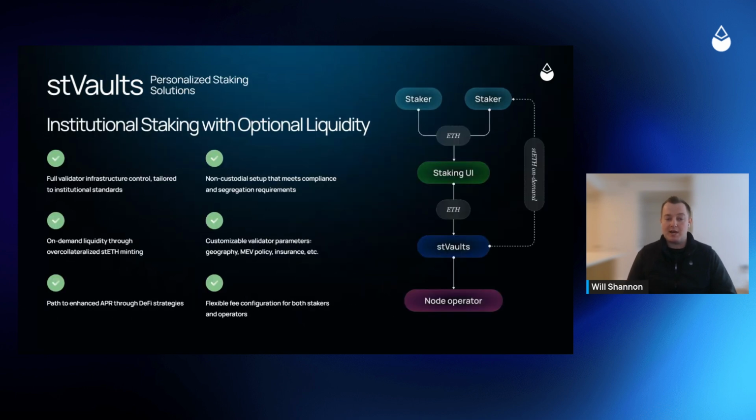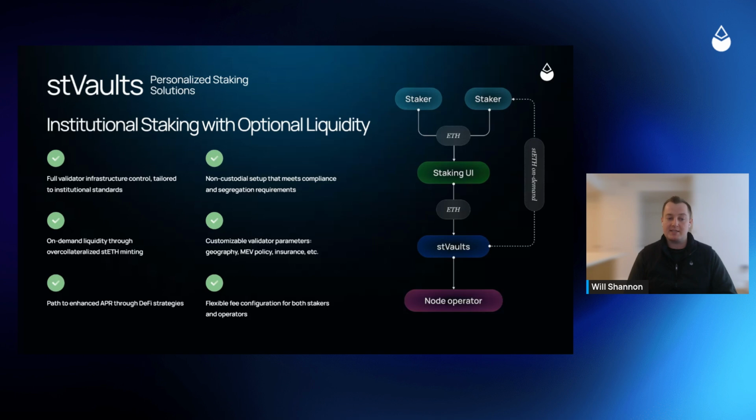stVaults are really also custom built for institutions. So not only do you have full control over the way validator infrastructure is deployed, right? Things like infrastructure, where it's located, the clients you're using, whether you're using MEV, but these non-custodial setups are also flexible enough to meet the compliance and segregation requirements of institutions around the globe. And that's really important, right? Because an institution in the US versus Europe versus somewhere in Asia all have different rules from their regulators. And because stVaults are so flexible, you can really meet these needs.